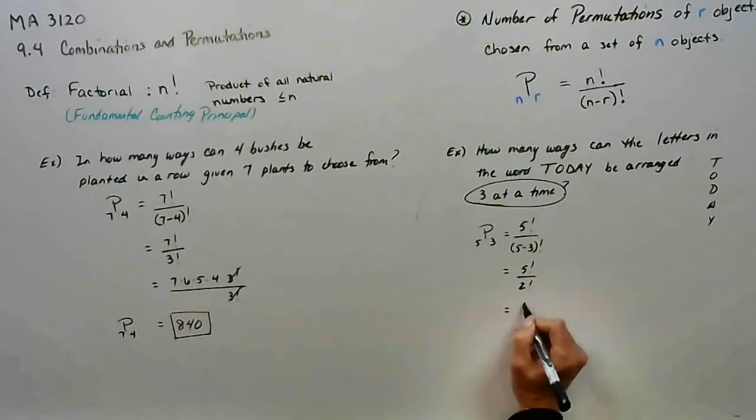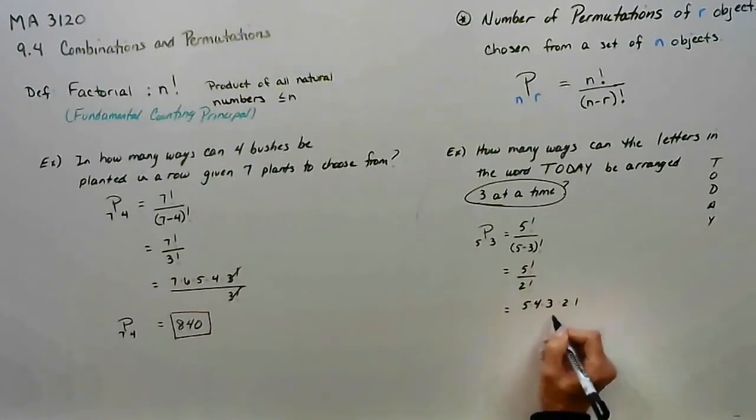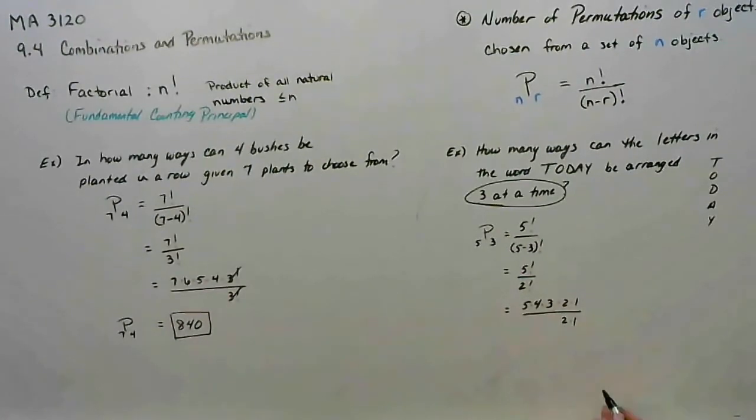And so that gives us a 5, 4, 3, I'm just going to go all the way down to 1. If I reduce the 2 factorials, I am left with the permutation of 5 choose 3 at a time would be 60. Okay? So hopefully that helps a little bit.